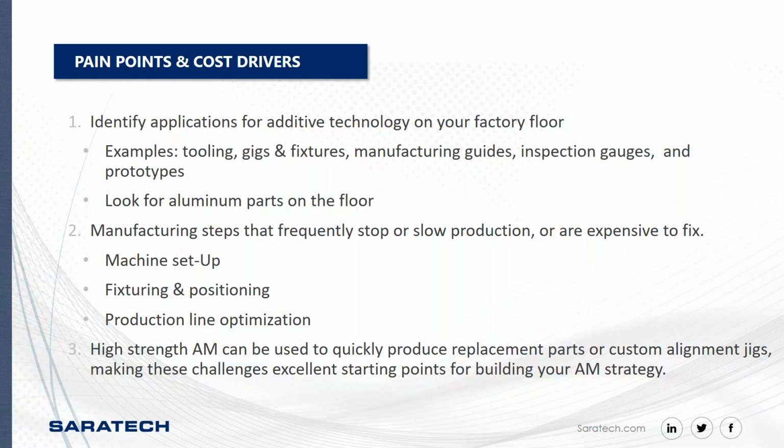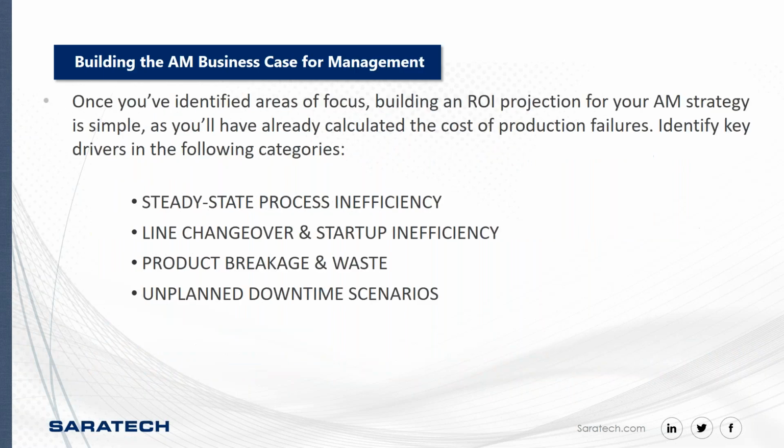The third one here is manufacturing steps that frequently stop or slow production or are expensive to fix. These can be machining setup, fixturing and positioning, product line optimization. Again, those aren't totally inclusive, but those are some of the ones we see most often. And then high strength additive manufacturing can be used to quickly produce replacement parts or custom alignment jigs. These can all be really good starting points to help build out your additive manufacturing strategy.